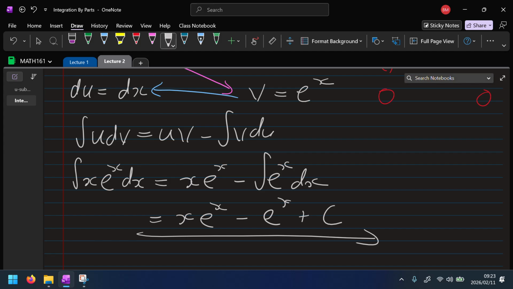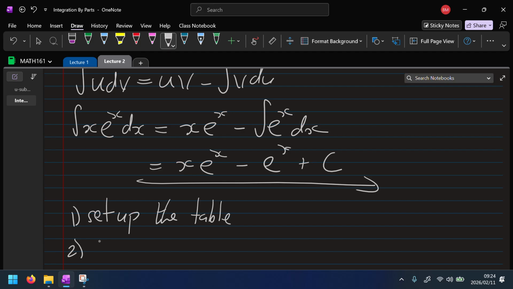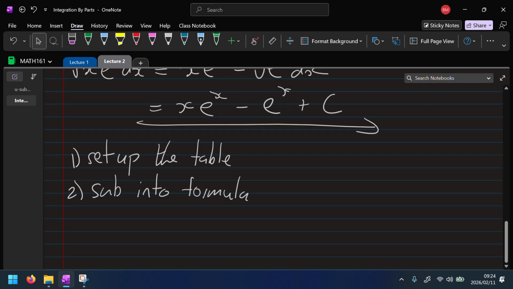Okay. Everyone get an idea of the method? So you set up the table, you use the formula, and then you got one more integral to do on the right. So set up the table. Sub into formula. And finally, solve the integral on the right.